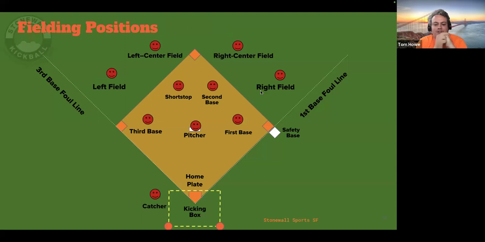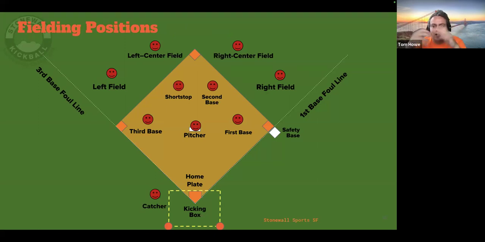So in terms of the fielding positions, each team, like I said, is going to alternate taking turns as the fielding team and the kicking team. When your team is fielding, you're going to have 10 people in the field. And essentially you're going to have a catcher. You could think of this person as playing at home plate or right next to it. You have the pitcher who is going to be the one to release the kickball every single play.